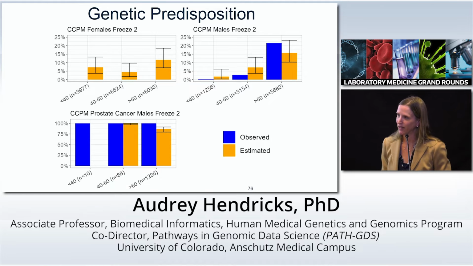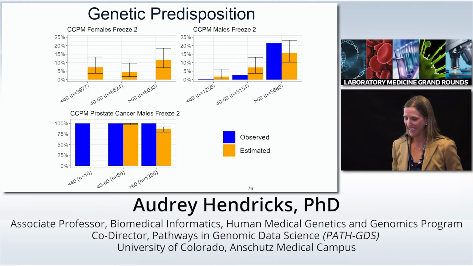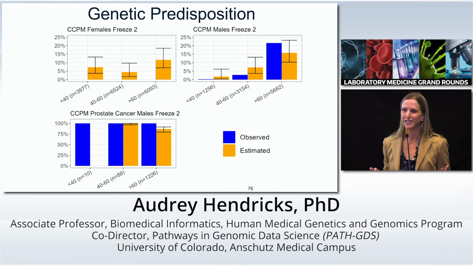Now, what was most surprising was when we looked at all men, and we looked at 40 to 60 and greater than 60. Now you expect to see the observed increase where you have very few men that have prostate cancer when they're less than 40, a little bit when they're 40 to 60, and a lot when you are greater than 60, the blue bar increase. But what we don't expect to happen is the estimated genetic predisposition to increase, because your genetic predisposition should not be changing by age.